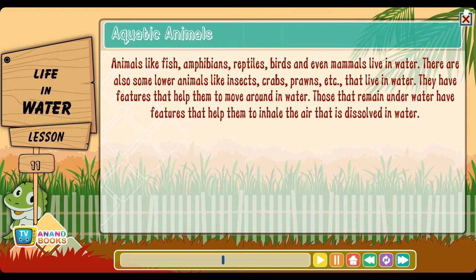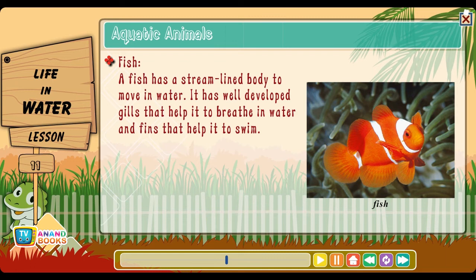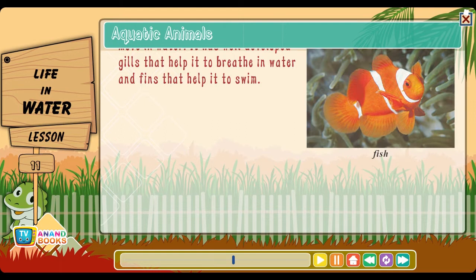Fish. A fish has a streamlined body to move in water. It has well-developed gills that help it to breathe in water and fins that help it to swim.